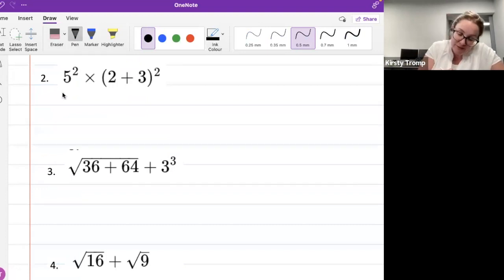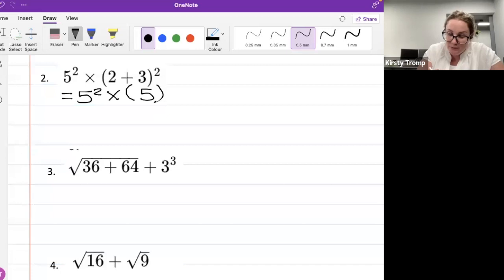So again, BODMAS tells me I must do the brackets first, right? So I'm seeing 5 to the power of 2 times 5, brackets 2 plus 3, to the power of 2. So I know that I must first do the brackets. So I'm going to leave this where it is, times 5. I need to do what's going on in the brackets. What's happening in the brackets? I've got 2 plus 3. What does 2 plus 3 give me? 2 plus 3 gives me 5. And I mustn't forget that that's still got a 2 on the top.